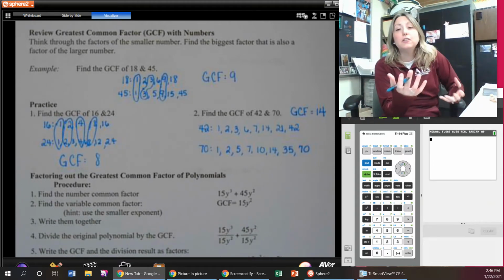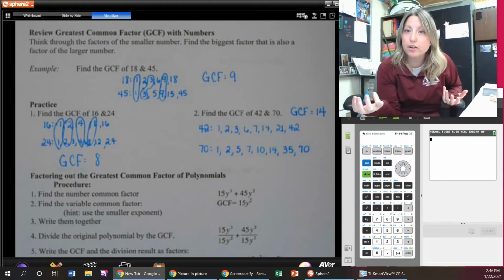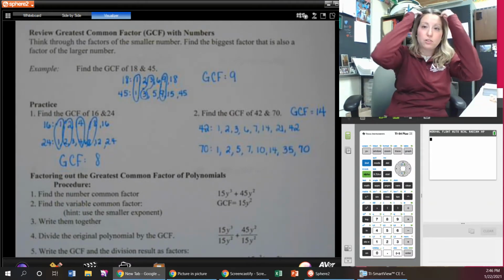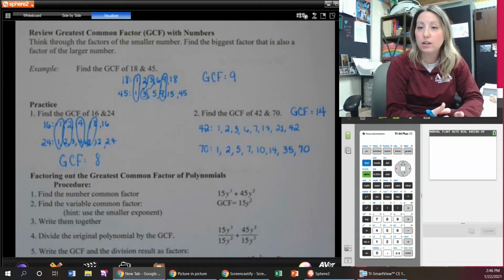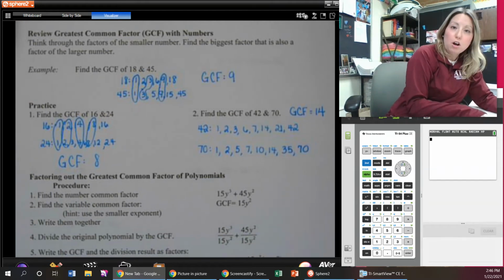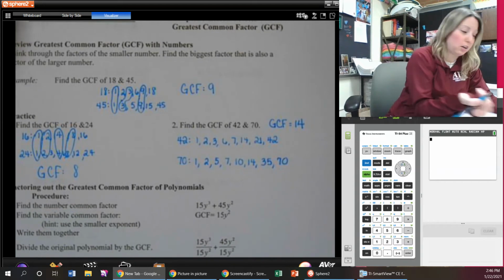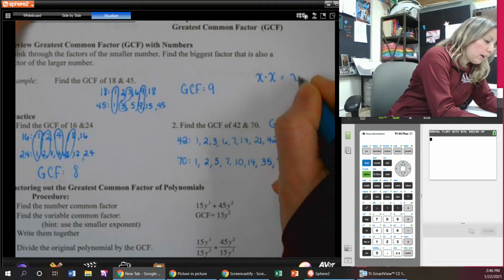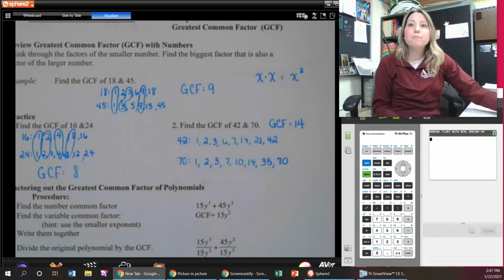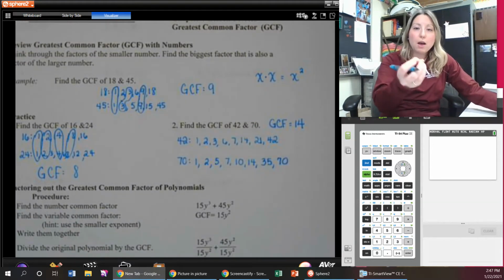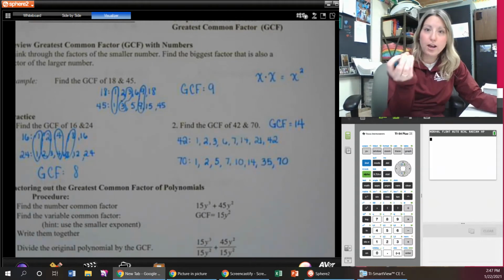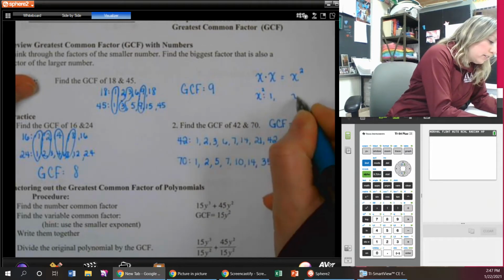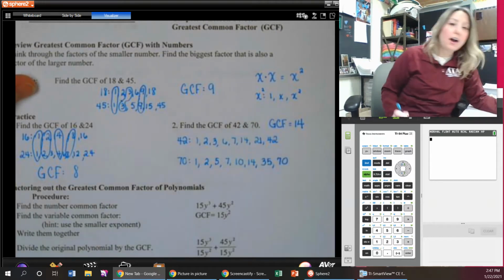Well, it turns out you can do the same thing with variables, right? Just real quick, before I head down to the procedure of factoring a polynomial using GCF, let me just remind you about how variables work for multiplication, right? X times X is X squared. All right? So that means that X squared has factors. X squared has factors of 1 and itself, and X and X.